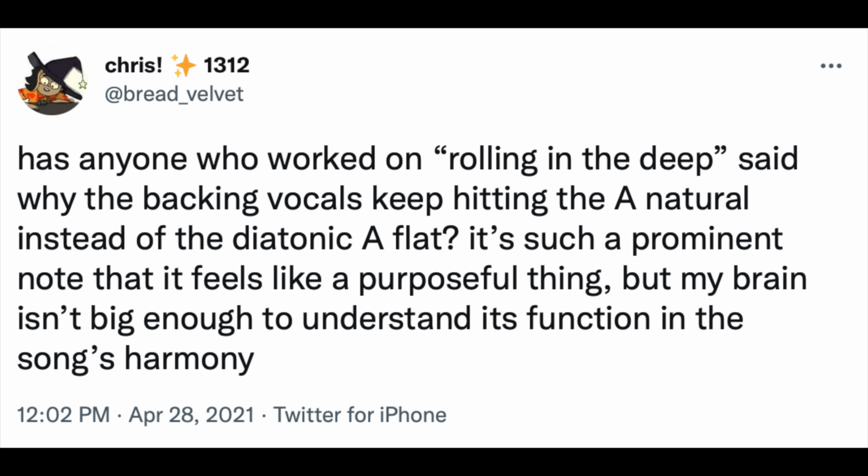Has anyone who worked on Rolling in the Deep said why the backing vocals keep hitting the A natural instead of the diatonic A flat? It's such a prominent note that it feels like a purposeful thing, but my brain isn't big enough to understand its function in the song's harmony.